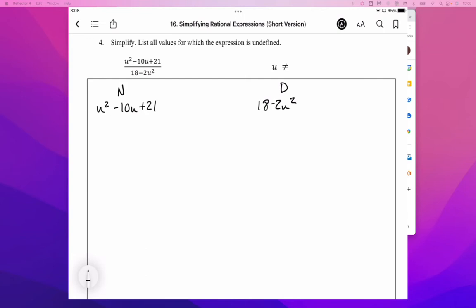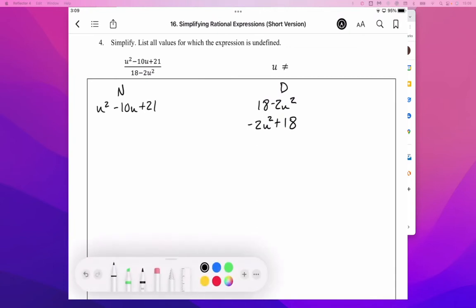Now, the first thing I notice about this one on the right, the denominator, is I don't care for the way that it's been written. I like to have the u squared in front, so I'm going to rewrite that right now. And then we'll deal with that later. But I always want these to appear in order, which is the highest exponent first.